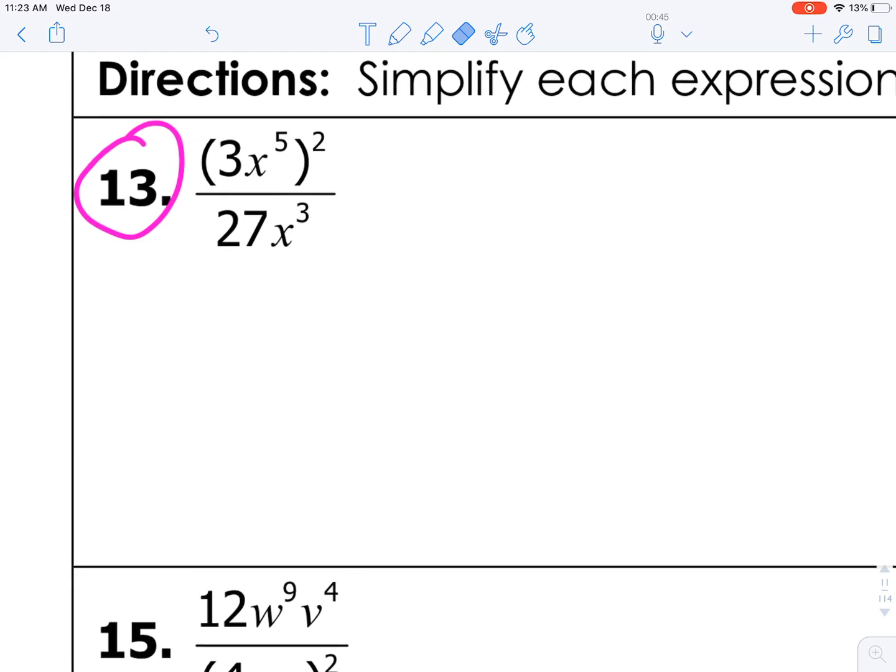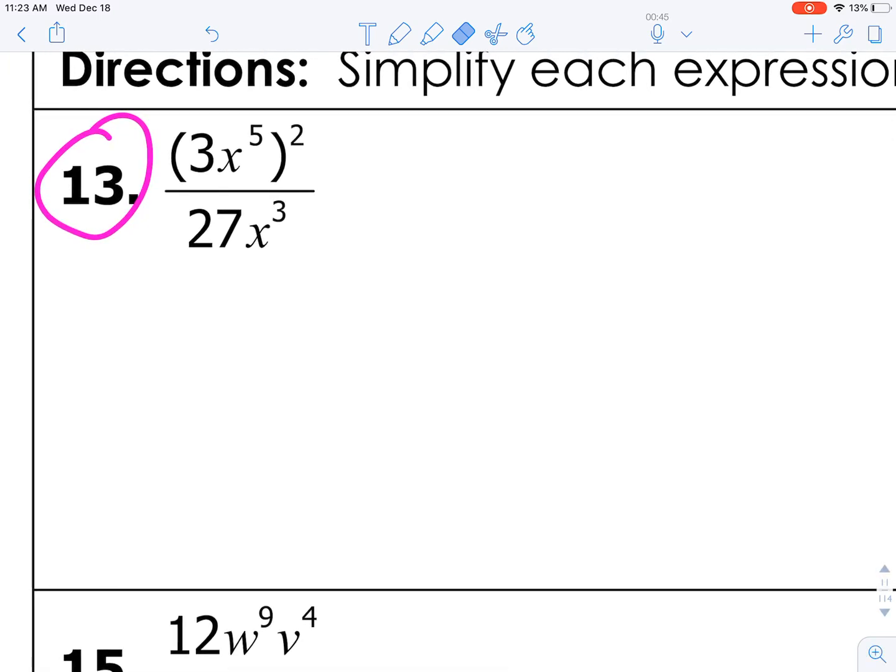All right, 13. All the rules kind of combined together. So this squared goes to both, and I got 3 squared. If you just want to write 9, you could. Let's just write 9, because 3 squared is 9. x to the 10th over 27, x to the 3rd.